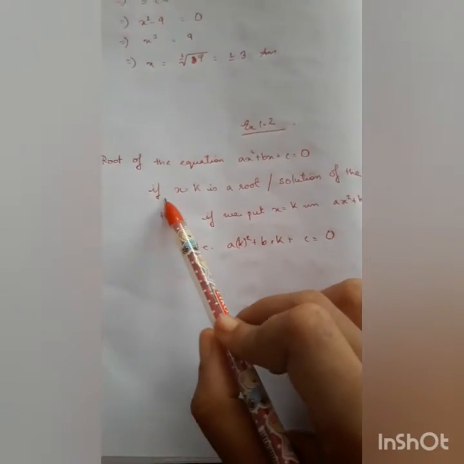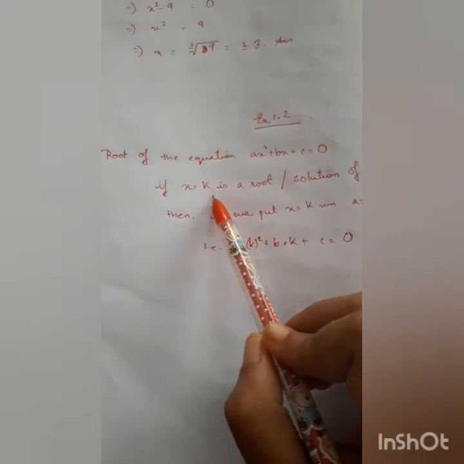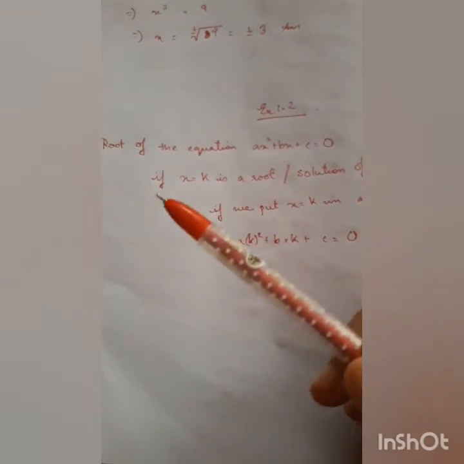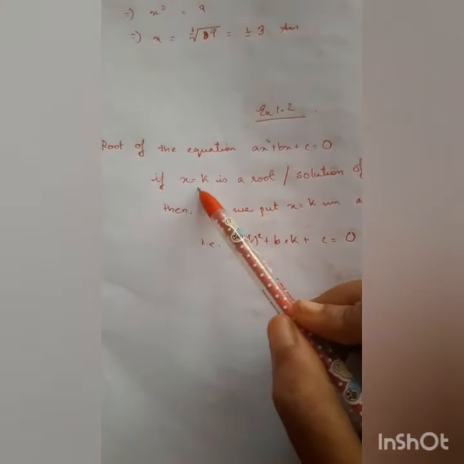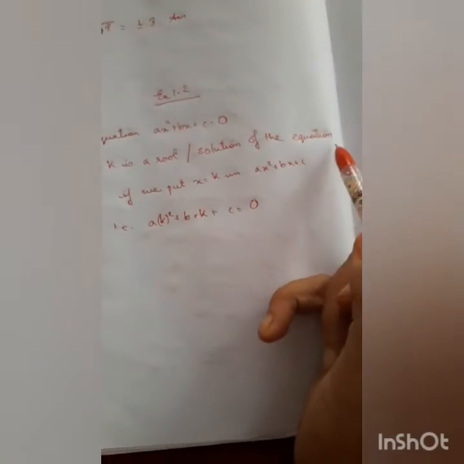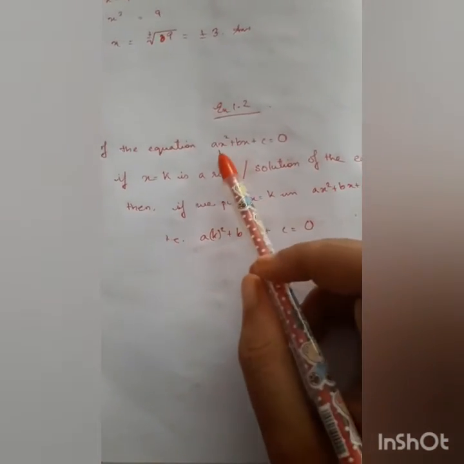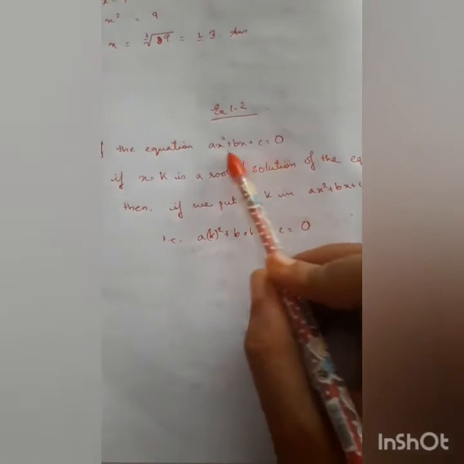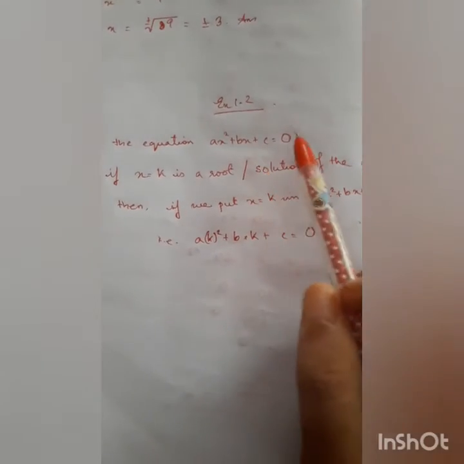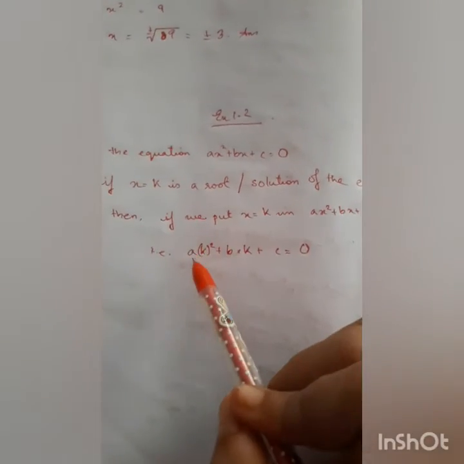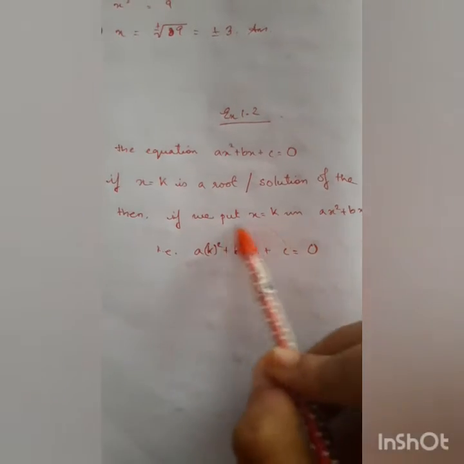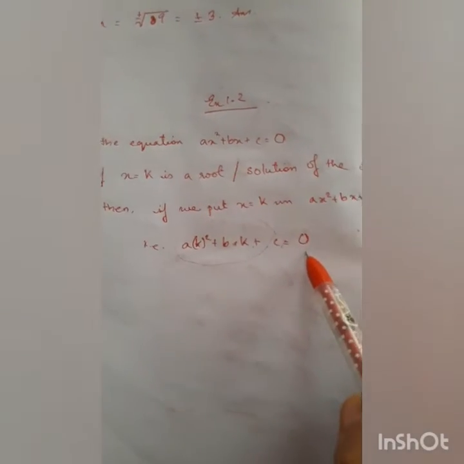Now if x equal to k is any solution, any number, if x equal to k is a root or solution of the equation, then if we put x equal to k here in this equation ax square plus bx plus c equal to 0, then a k square plus b into k plus c, this result must be equal to 0.